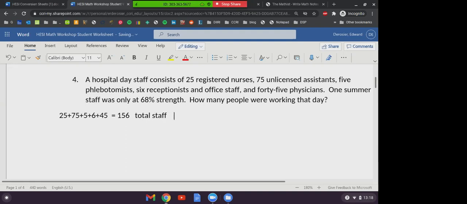And then if we multiply 156 times 0.68, right? 0.68 is the same as 68%. That's going to give us 106.08 people at work. We can't leave it at 0.08. So we're going to round it because you can't have 0.08 people, right? You have to keep people as whole numbers.